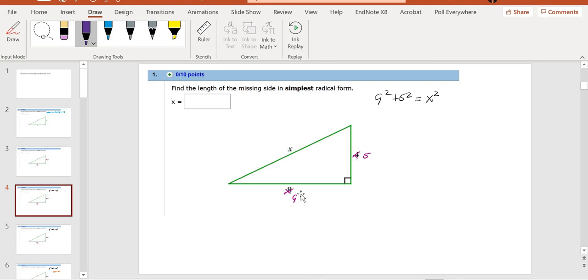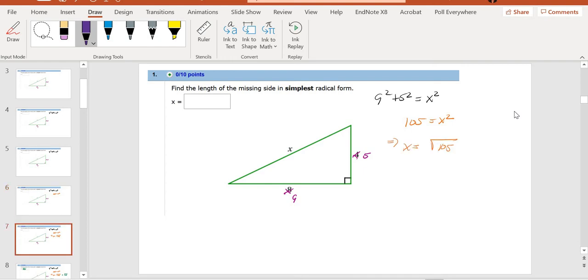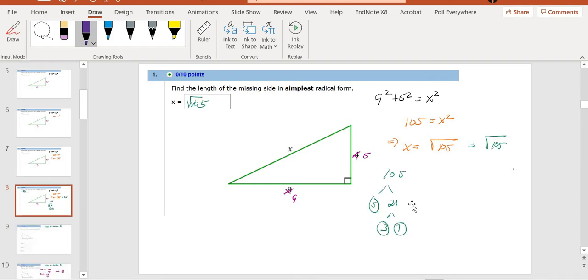So here the leg is 9 and the leg is 5, so 9 squared plus 5 squared is x squared, the hypotenuse squared. And then we solve for x by taking the square root. And I only get the positive square root because this is a distance. So x is the square root of 105. It turns out that 105 is really 5 times 3 times 7, so I have no pairs I can take out.